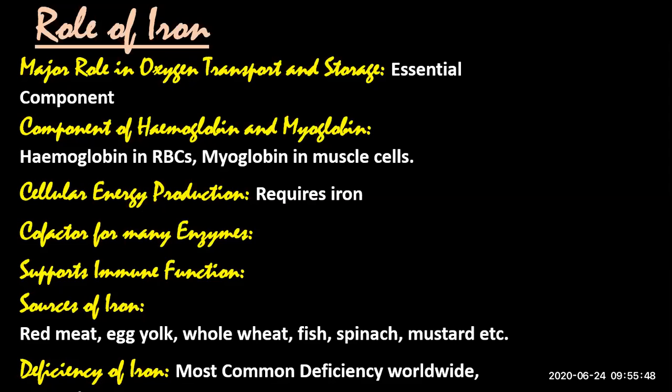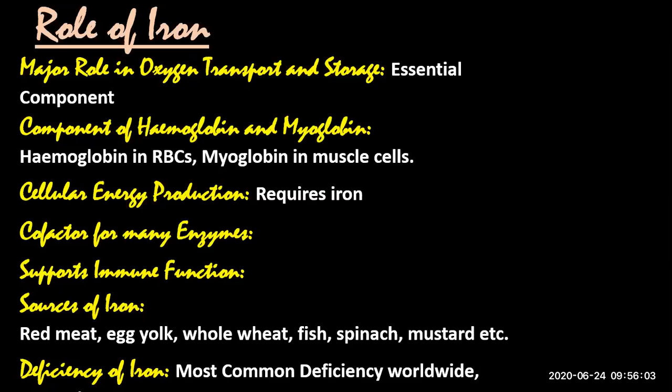Animal source iron is easily absorbed in our body. Although plants are also a good source, they take time to be absorbed. But animal source iron is easily absorbable in our body, easily becomes part of our body.